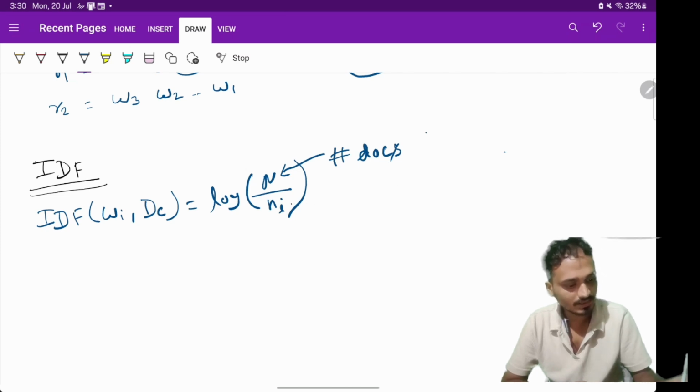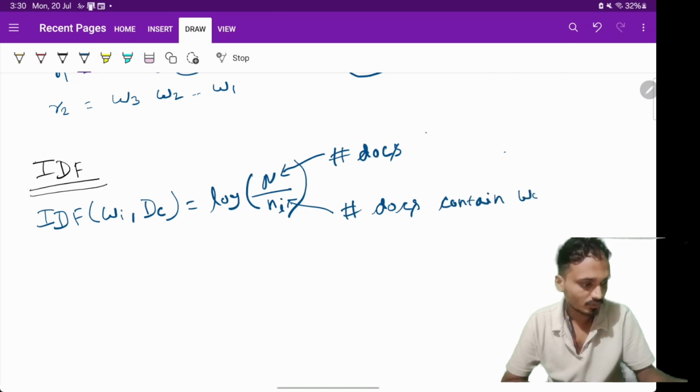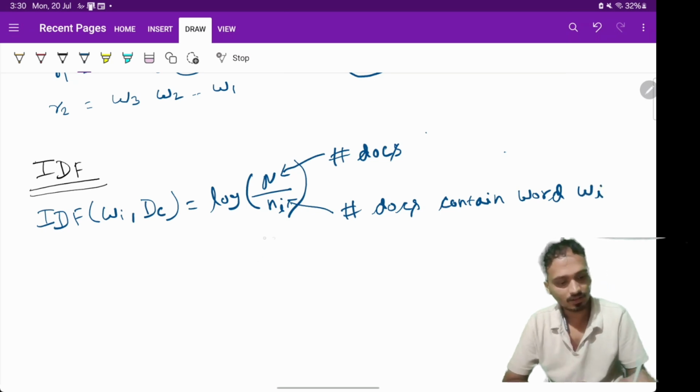So what is ni? ni is basically the number of docs that contain the word wi. What are docs? Docs is nothing but the collection of all the reviews. Here we will have R1.